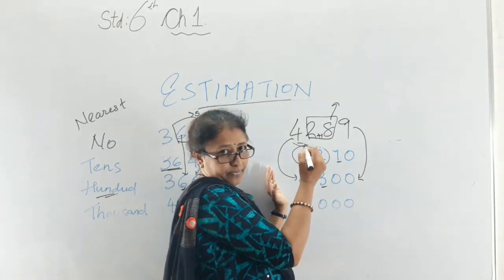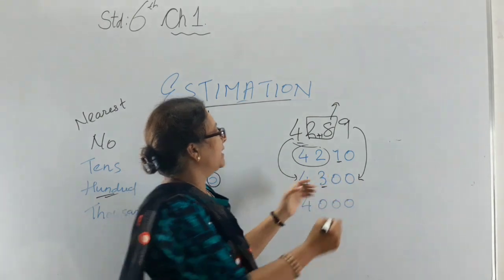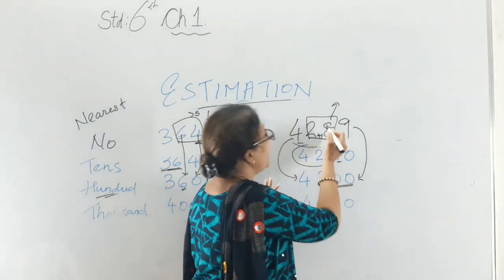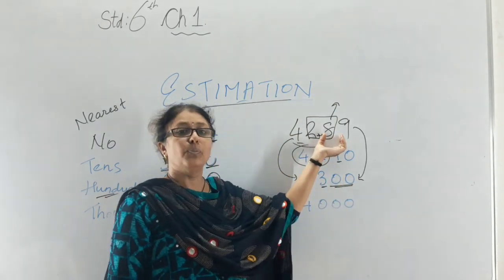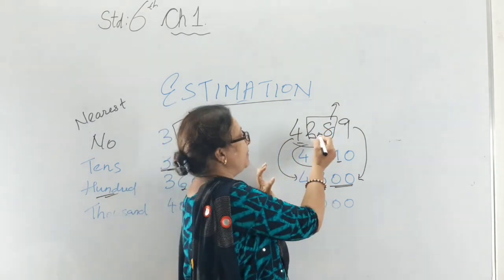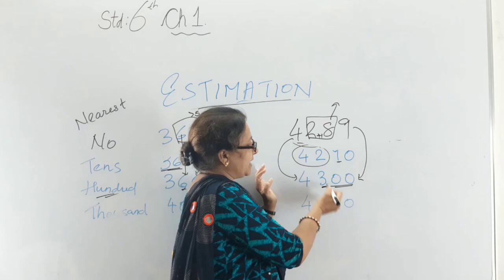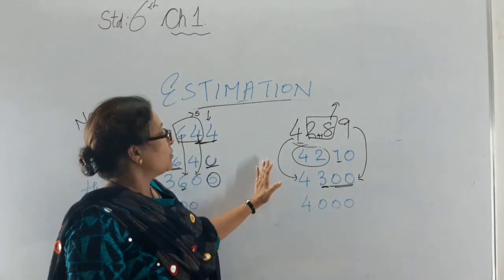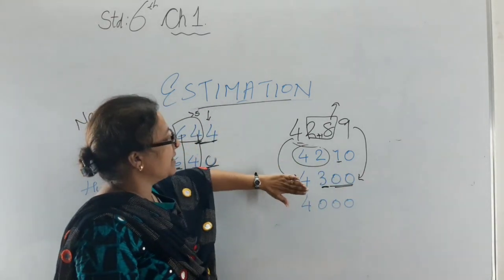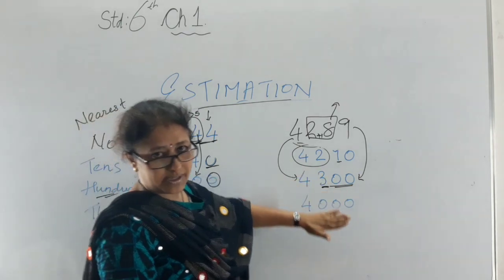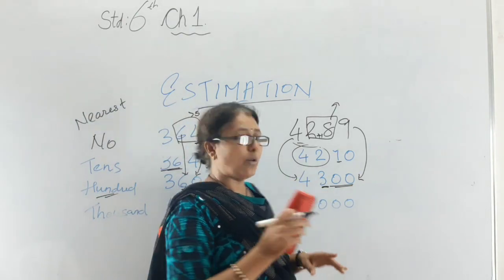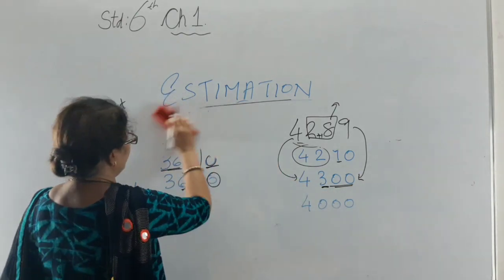8 will get converted to 0 and 2 will become 3. So in rounding off to 100, the last two numbers will become 0. As 8 is more than 5, one number will be added to the 100th place and it will get converted into 3. So in 100th place, the answer is 4300. Now explanation of 1000th place for the same number.